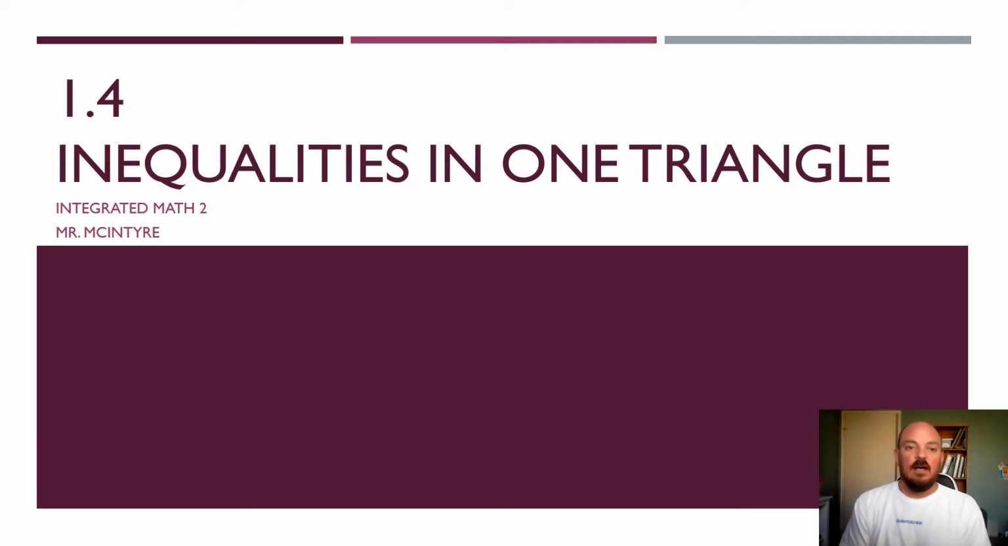Hi everyone. Today we're going to learn a theorem about inequalities in one triangle. And inequalities are of course less than or greater than, and that's what we're going to talk about today, is how to know which angles are less than other angles, which angles are greater than other angles, and then same thing with the sides, which ones are bigger and which ones are smaller.